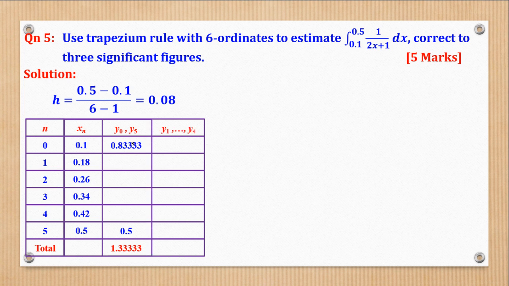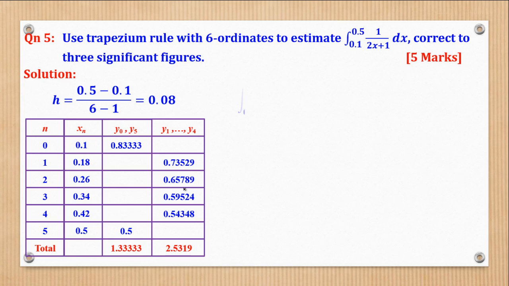Then I can now go to the intermediate ones. When x is 0.18, I come up with this. When x is 0.26, I come up with that. When x is 0.34, I come up with that. When x is 0.42, I come up with that. Then you add all those values.